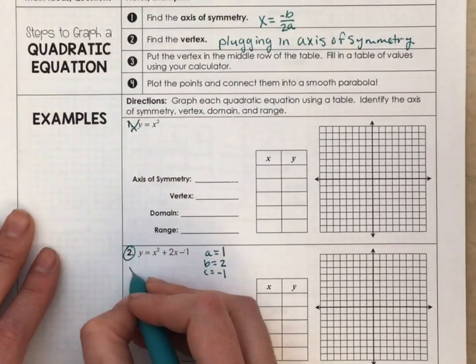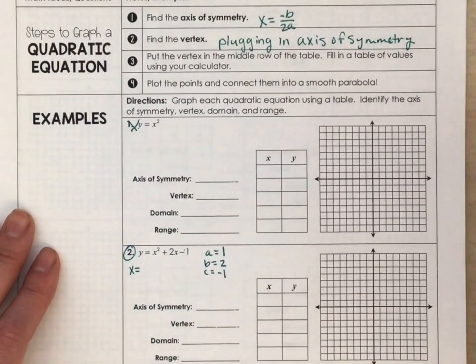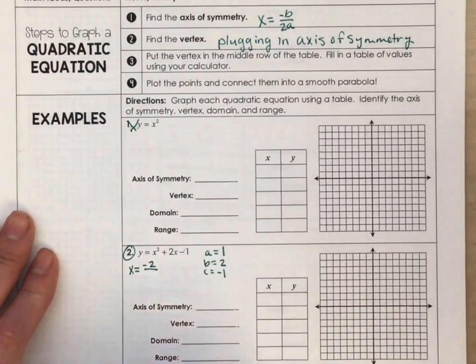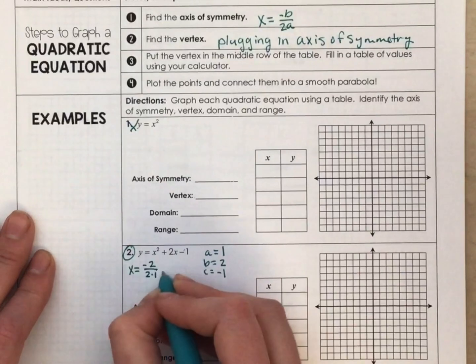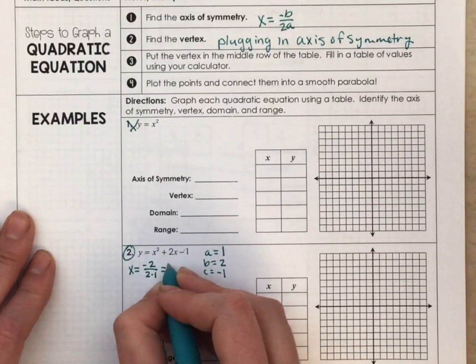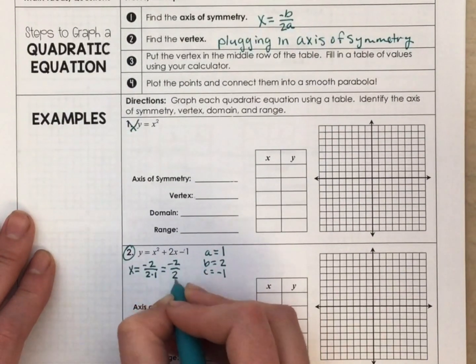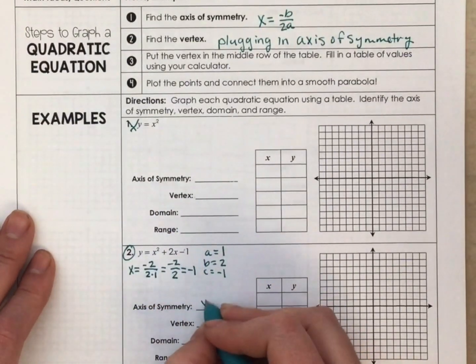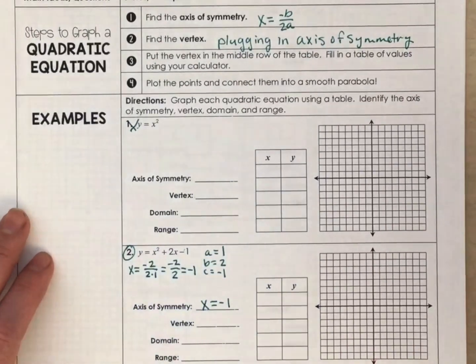So I'll plug those into my axis of symmetry formula. So I'll have negative B, which is negative 2, over 2 times A, which is 1, which would give me negative 2 over 2, which is negative 1. So my axis of symmetry, I would say, is x equals negative 1.